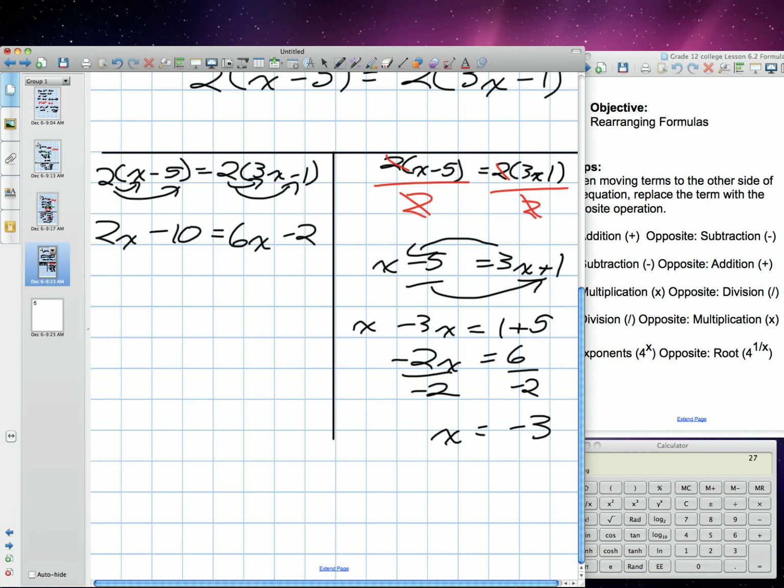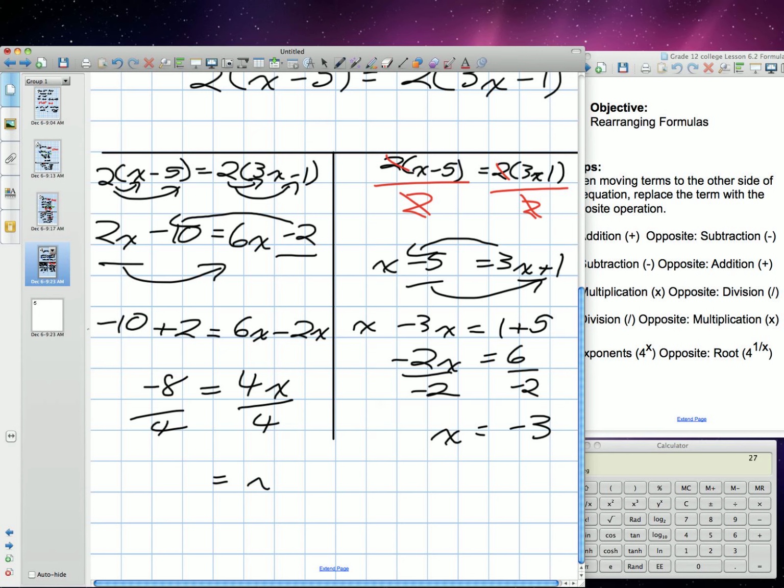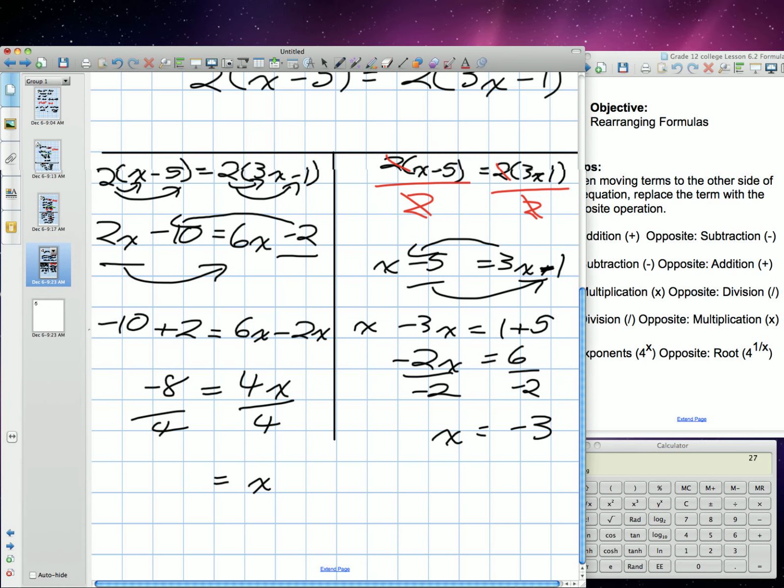We'll do the exact same thing on the other side. I'll do it the reverse. We'll move the x to this side and the constant to the other. So we have negative 10. That 2 becomes plus 2 is equal to 6x minus 2x. Negative 10 plus 2 is negative 8 is equal to 4x. And when we divide both sides by 4, x is equal, oh, what happened there? Oh, I switched it. Sorry, my fault. So this is supposed to say subtract.